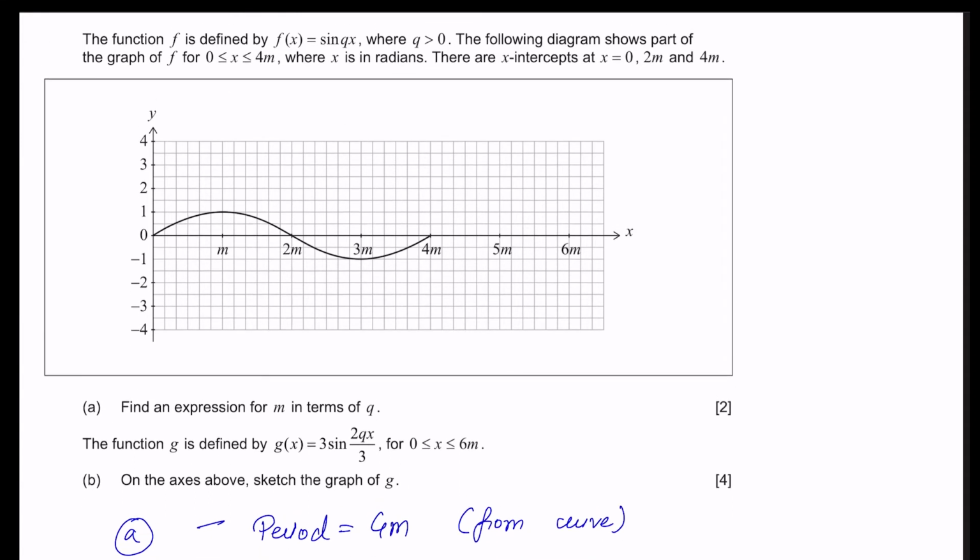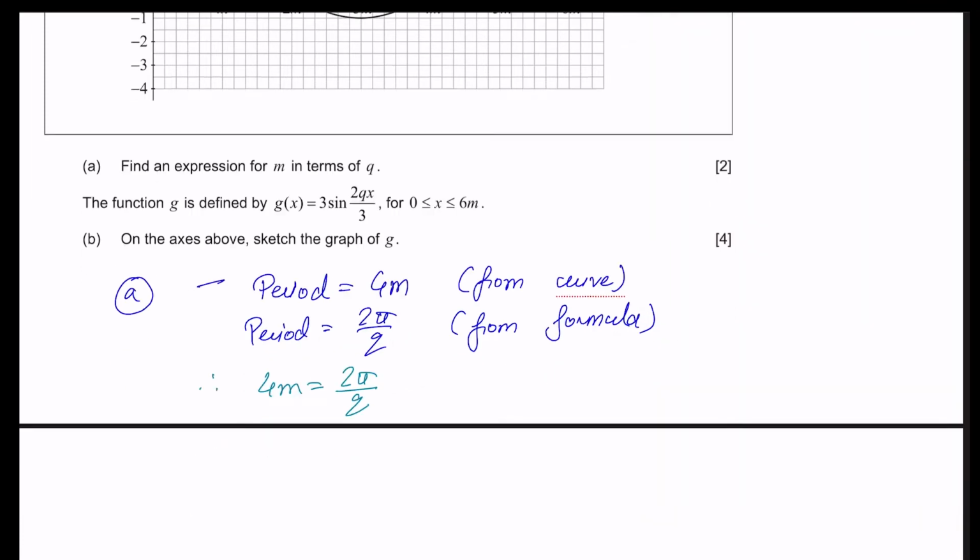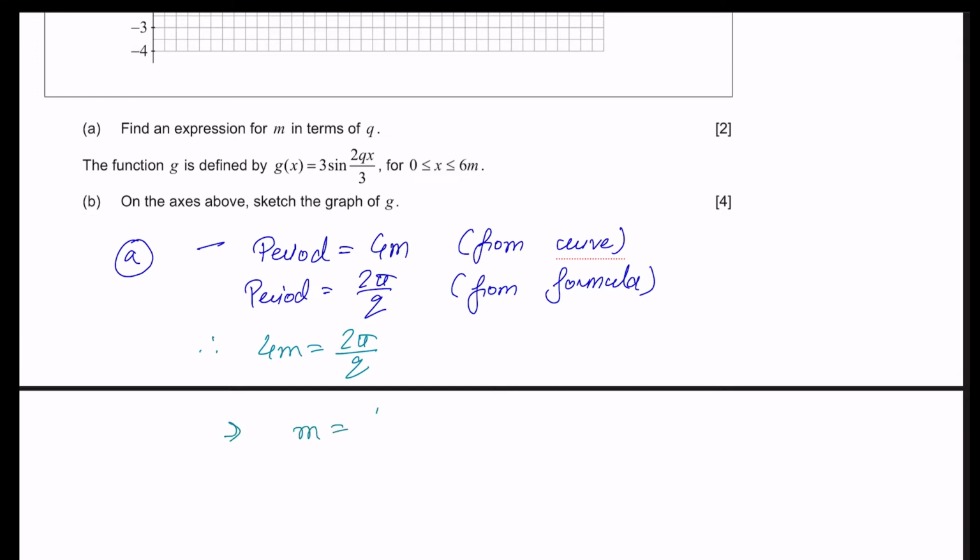And from the formula we know that the period of sin qx would be 2 pi by q. So these two have to be equal, so you can equate them. 4m should be equal to 2 pi over q. So here m would be equal to pi by 2q. This is the answer to part A. Now moving on to part B.